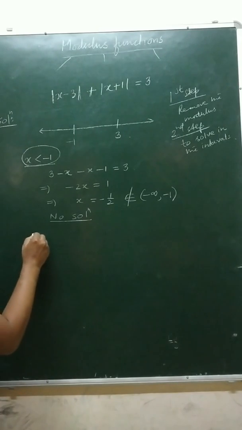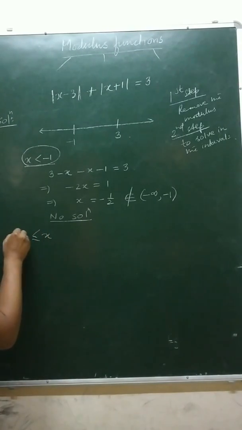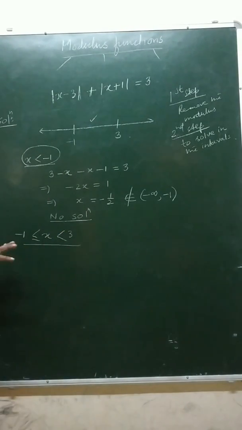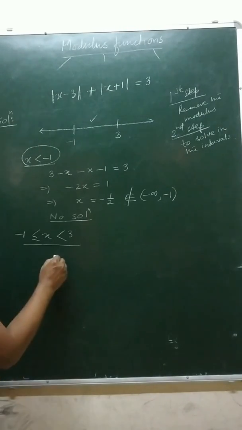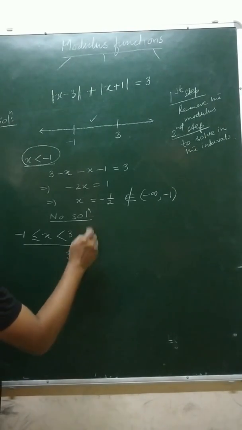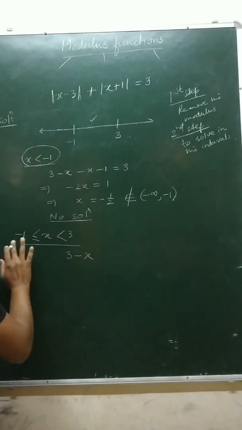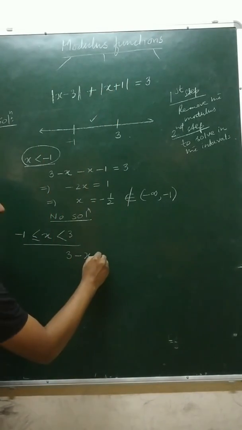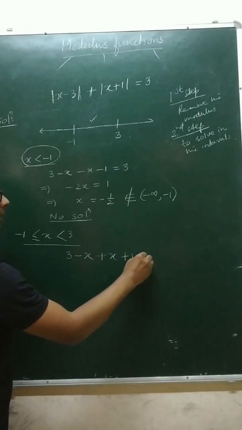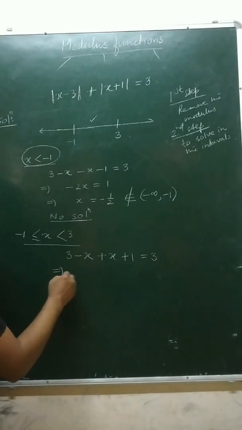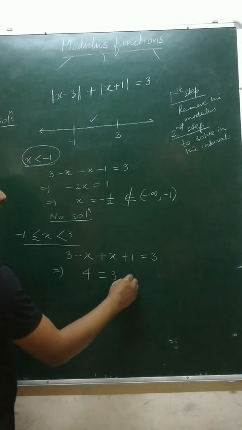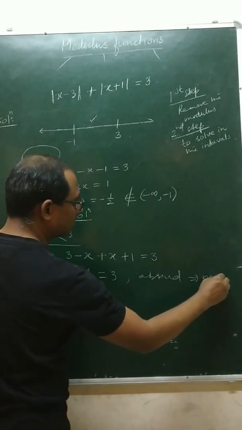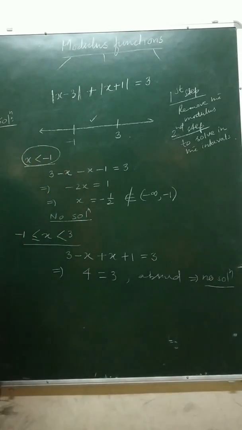The next interval will be x greater than or equal to -1 and less than 3. So here what will happen? Modulus of x minus 3 again will open with a negative sign to get 3 minus x, and x plus 1, since x is greater than -1, the critical point of x plus 1, is going to open with a positive sign, plus x plus 1 equal to 3. So we get 4 equal to 3, which is absurd. Implies no solution. So here also there is no solution.